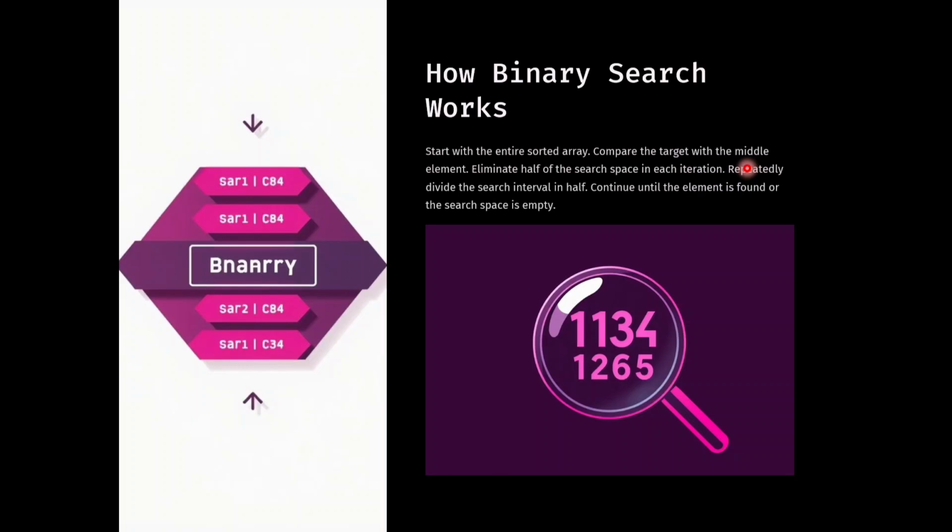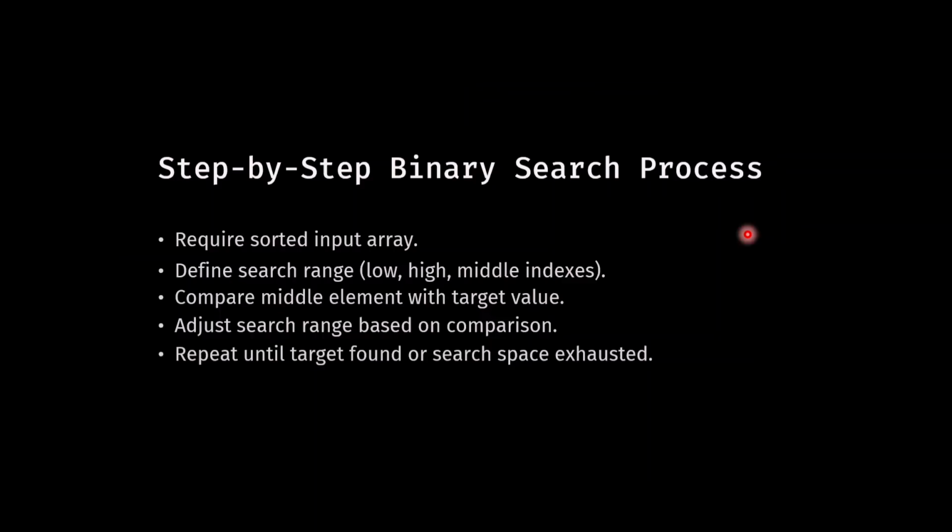If the target is less than the middle element, we search in the left half. If the target is greater, we go to the right half. We repeat this process until we either find the element or the range becomes invalid. This is why it's super fast. It keeps cutting the search area in half. Don't worry if you did not understand anything. We will see more examples so that you can understand very efficiently.